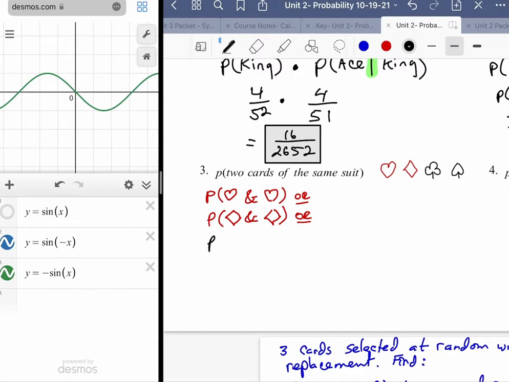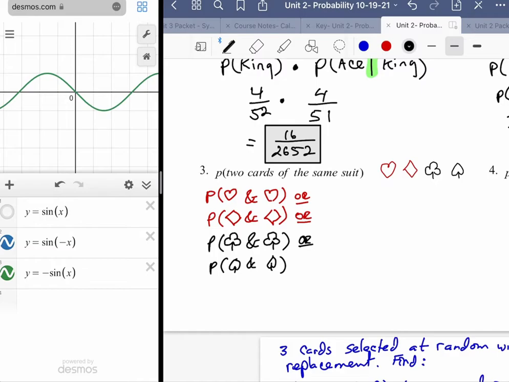Or a club and a club, or a spade and a spade. Upside down heart with a stem. All right, so these are our four different scenarios.